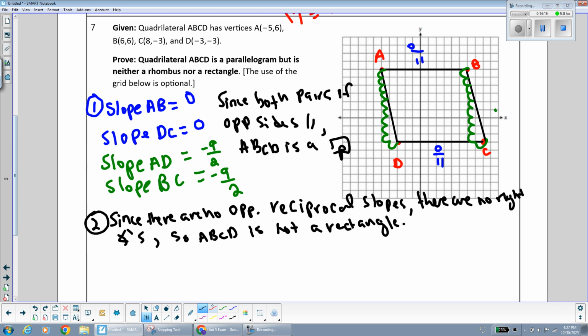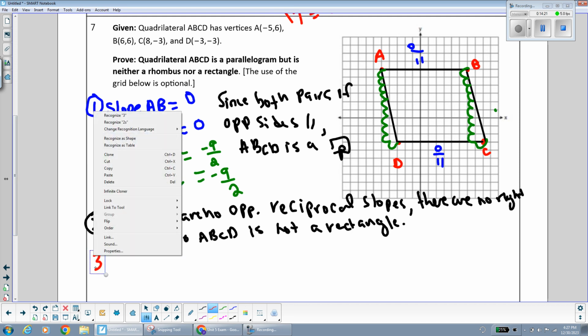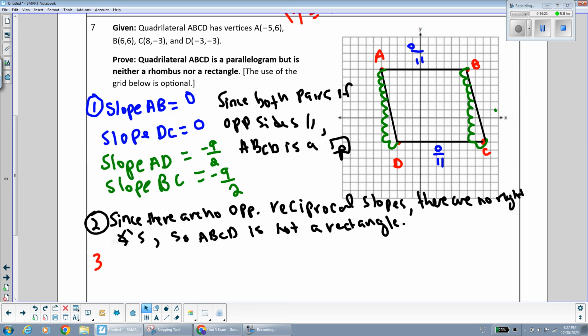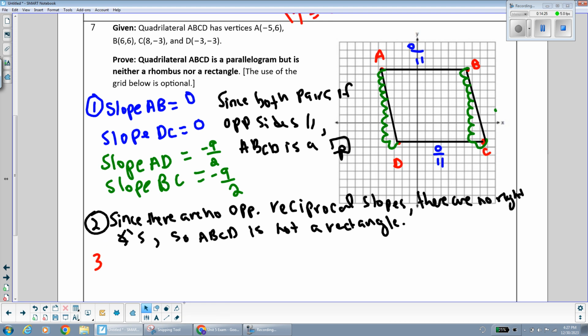And now the last thing to do is show that it's not a rhombus. I don't have enough work for that. There are two ways that I can show that it's not a rhombus. Either I can find the slopes of the diagonals and show that they're not perpendicular to each other, or I can find the length of two sides next to each other and show that they're not the same. I'm just going to find the length of two sides next to each other.